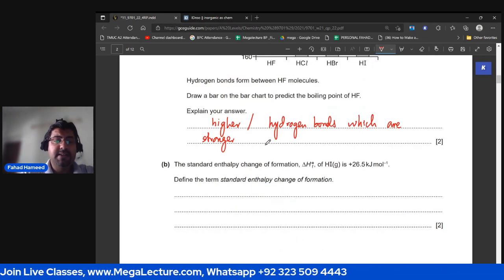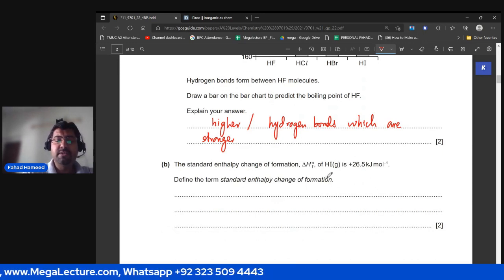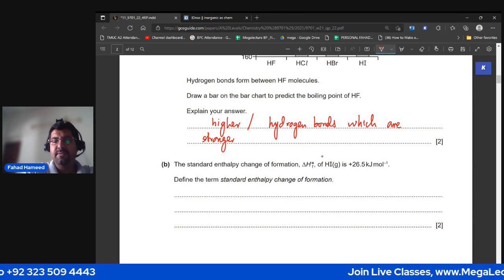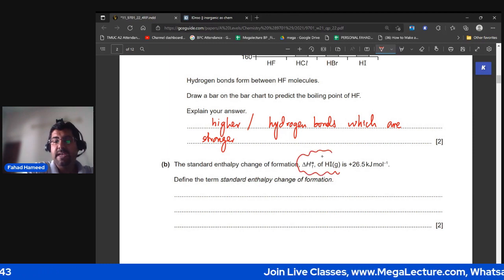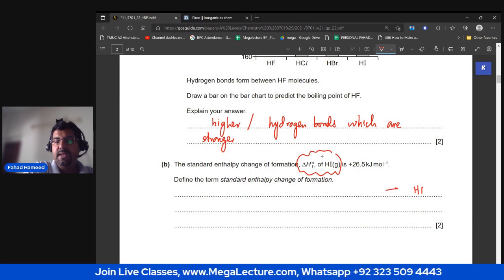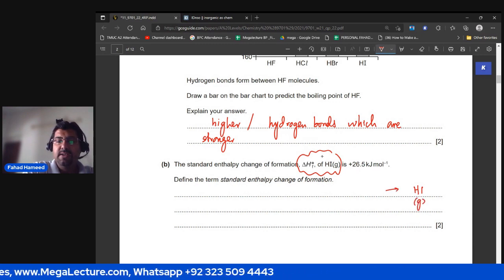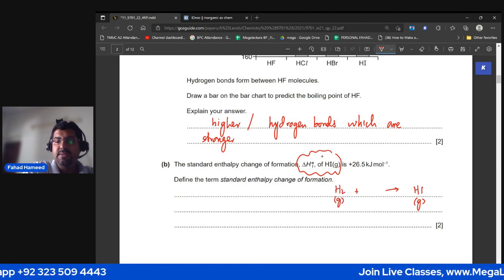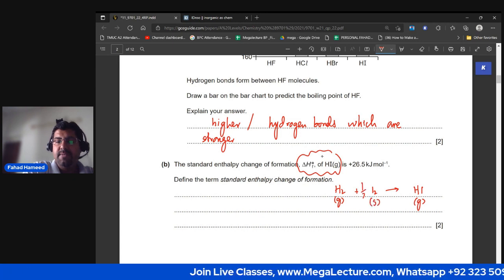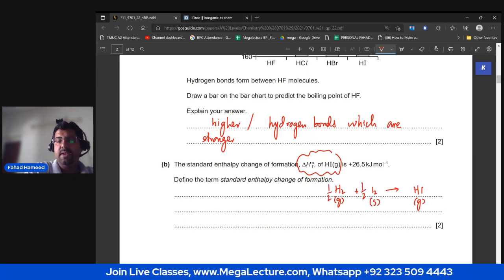The next part is define the term standard enthalpy change of formation. So what is formation? If I want to write the formation of HI, 1 mole of HI is going to be formed from its constituent elements. HI is a gas. Everything has to be under standard conditions. So the elements would be H2 and the elements need to be in the standard conditions as well, and you've got I2, which is going to be a solid. This is going to be half and this is going to be half as well.